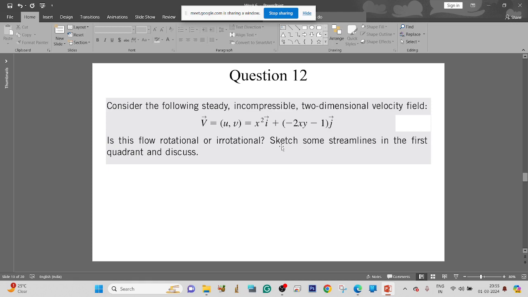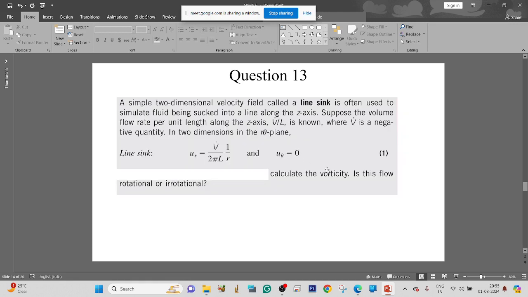So what did you get for omega xy? What is the value you got? I got vorticity as minus 2y. Okay, correct. So next question. Solve this. Same thing: vorticity we need to calculate, and we need to check whether the flow is rotational or irrotational. Obviously, if we check vorticity, we will get to know whether the flow is rotational or irrotational.